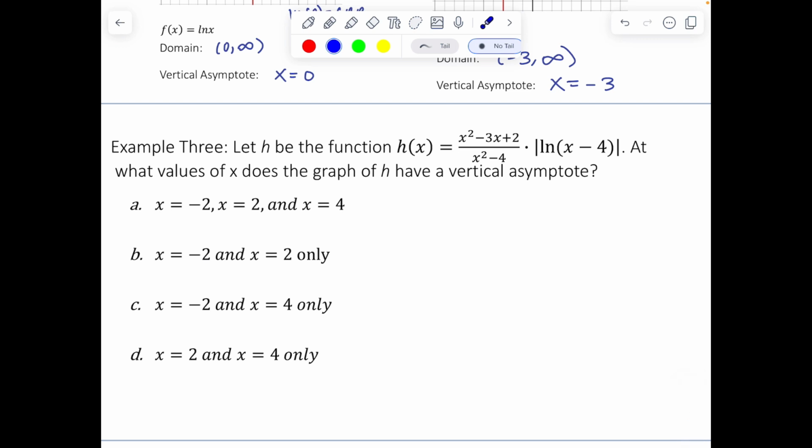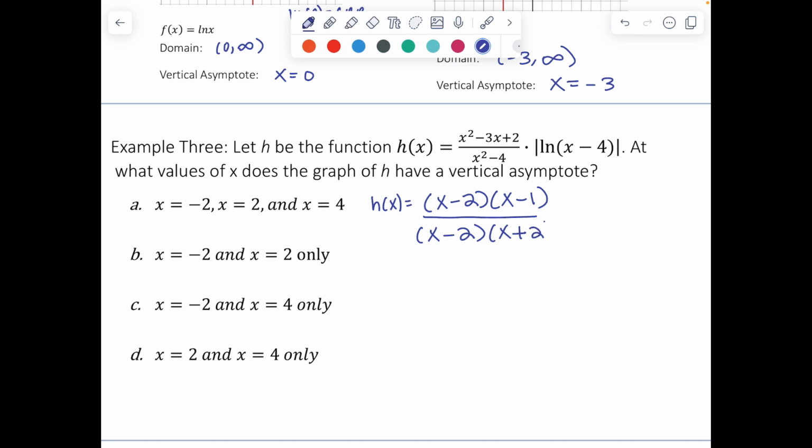So for this example, it says let h be the function h of x equaling x squared minus 3x plus 2 divided by x squared minus 4, times the natural log of x minus 4. At what values of x does the graph of h have a vertical asymptote? You could go ahead and plug in all of these values, and that would be one way to do this problem. But what I think is easier is to see the factors of this function. So I'm going to factor this out. I will have x minus 2 times x minus 1 on the top, all over x minus 2 times x plus 2 on the bottom, times the natural log of x minus 4.